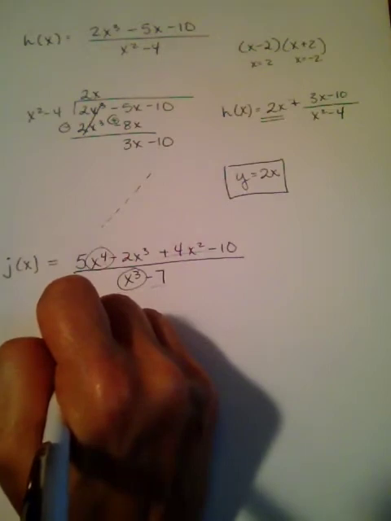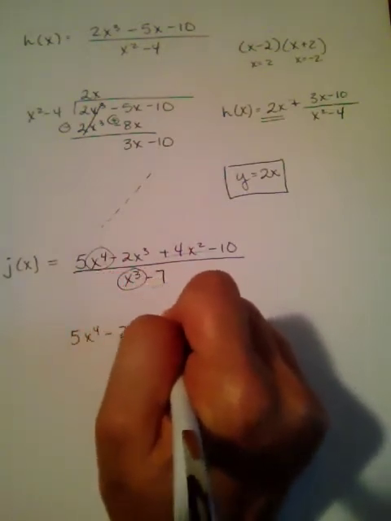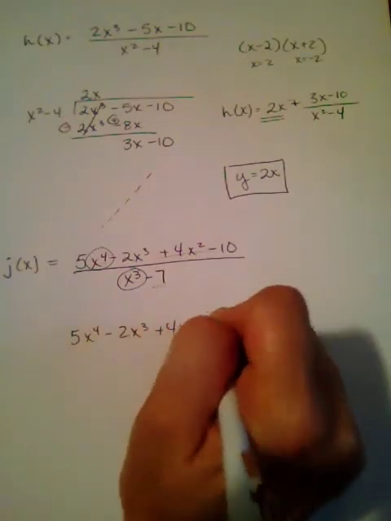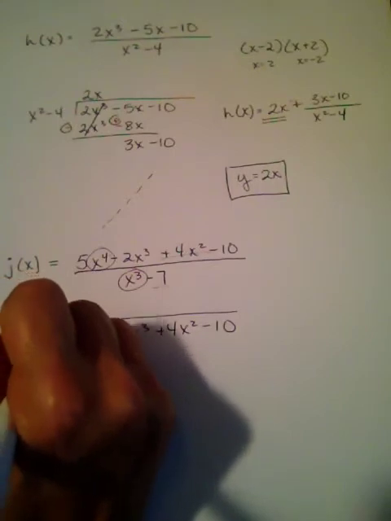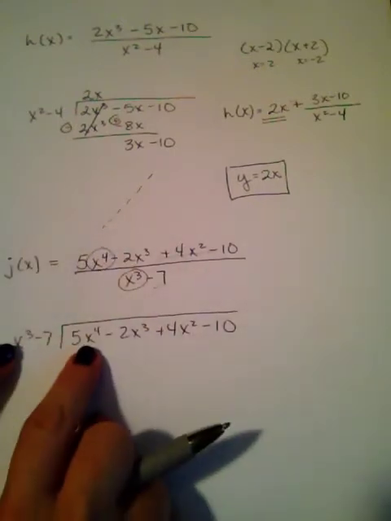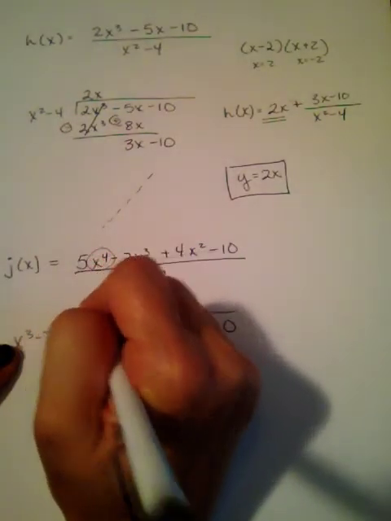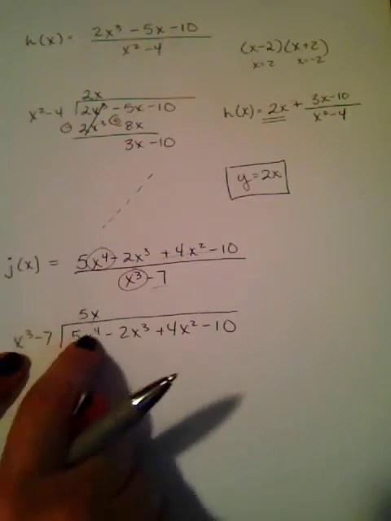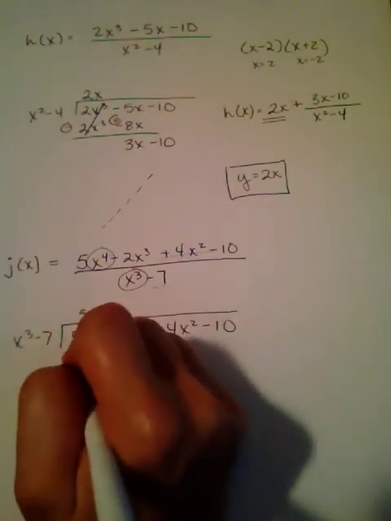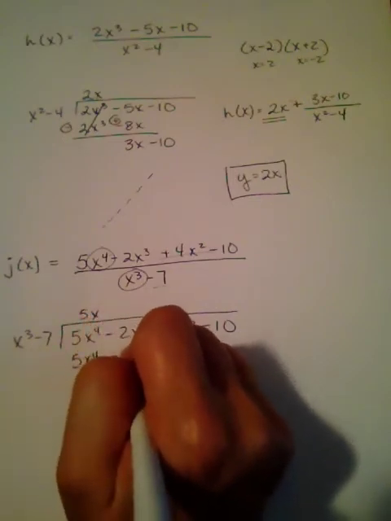So we have 5x to the 4th minus 2x cubed plus 4x squared minus 10 divided by x cubed minus 7. I look at my first terms. I need to multiply this x cubed by a 5x to the 1st to actually get the 5x to the 4th. Then I multiply it. So I have 5x to the 4th minus 35x.